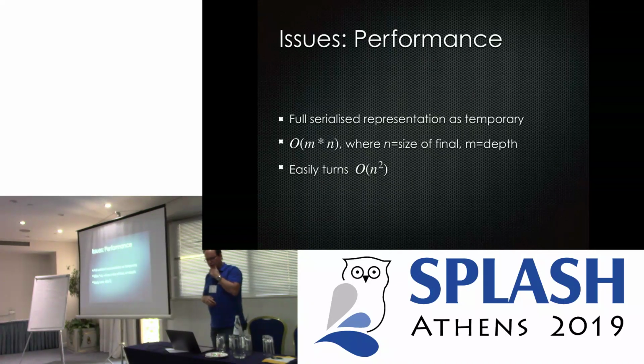And the other issue, in terms of performance, is that we at the very least need a fully serialized representation as a temporary value, not as a final value, but as a temporary value. And that means if we have an object graph, we get a complexity of the size of the output times the depth of the object graph, potentially. And that essentially is an n-squared complexity.